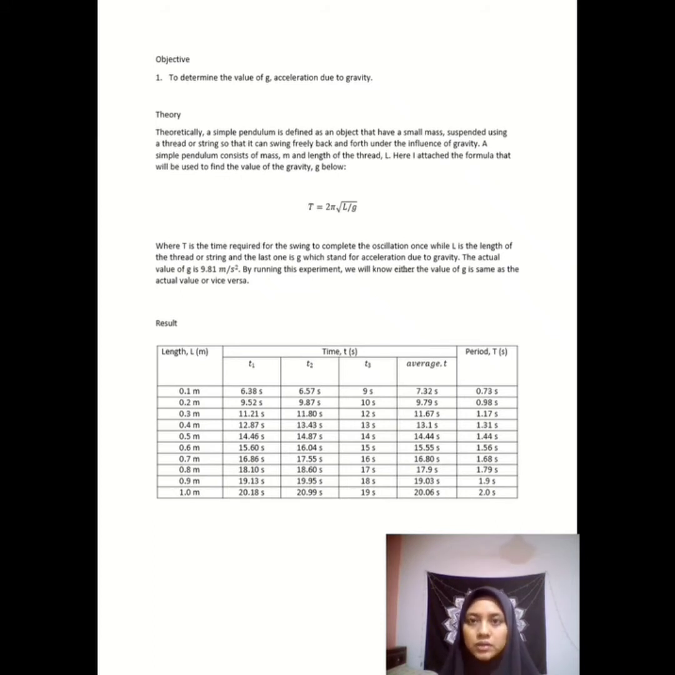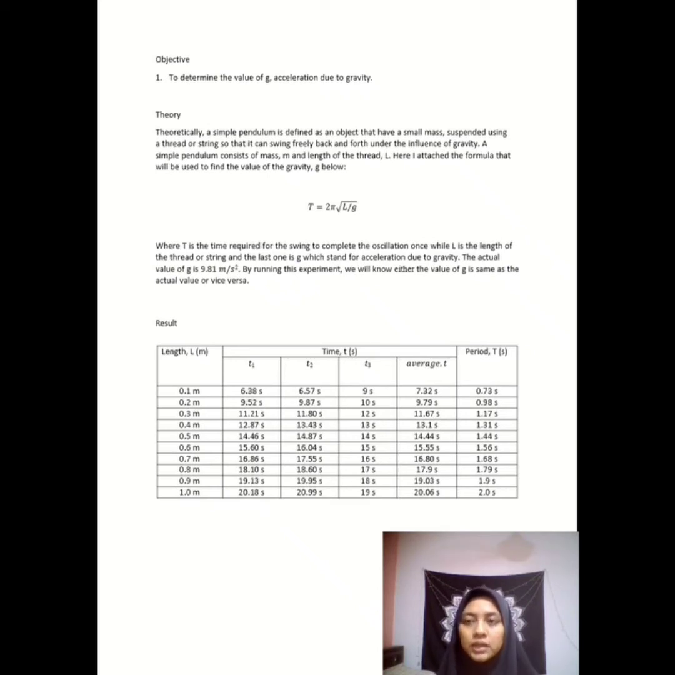Okay, next we have the result. So this is our result. Since there are 3 members in a group, we have 3 time readings. Other than that, we also have the average of time. We get it by adding T1 with T2 and T3. After that, we divide by 3 because we have 3 time readings.